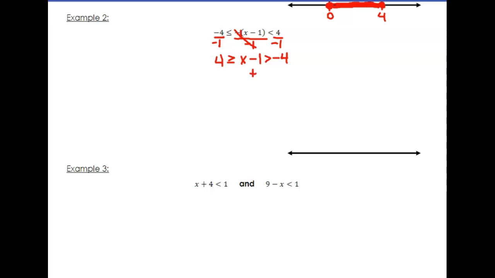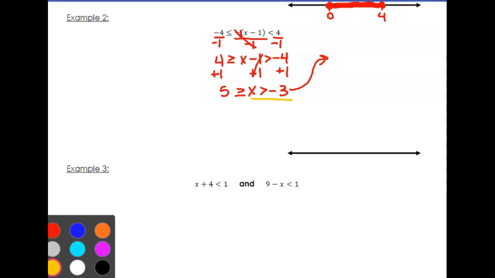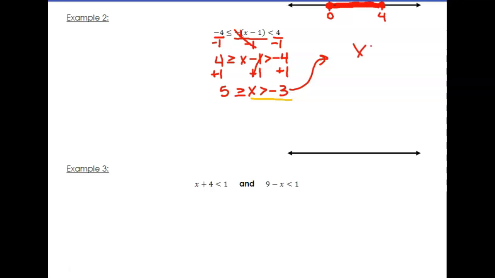So I'm going to do the inverse operation to add 1. What I do to one part, I do to all parts. So I still have x in the middle. 4 plus 1 is 5. -4 plus 1 is -3. And now I'm ready to write my solution, my answer. So one of my answers comes from here. My x is greater than -3.